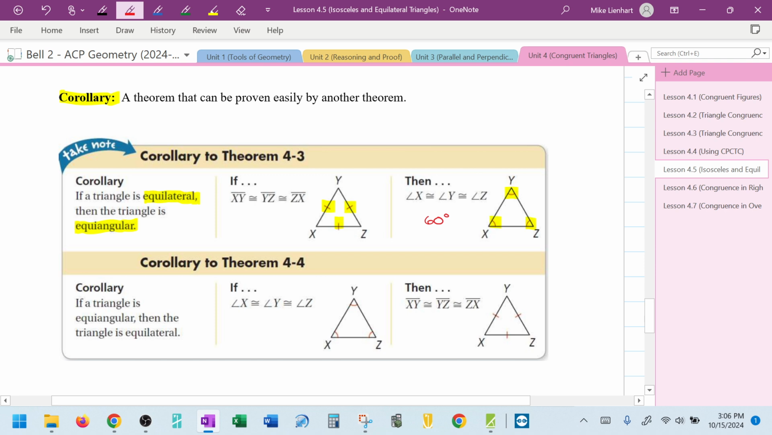The corollary to theorem 4.4 is the corollary to the converse of the isosceles triangle theorem, which says if you have congruent angles, then the sides across from each of those must be congruent as well. In other words, if the triangle is equiangular, then it must also be equilateral.